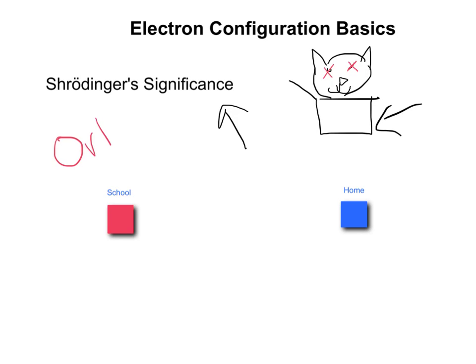So the other reason why Schrödinger is really important is because he was the first person who came up with orbital theory. And if you remember from class, orbitals are regions of space where electrons are most likely to be.